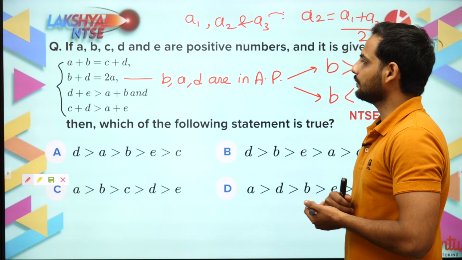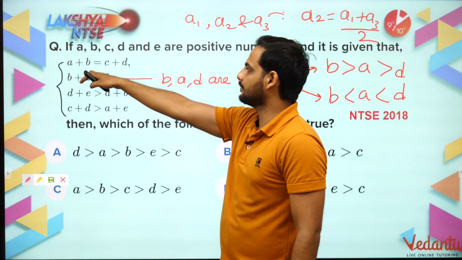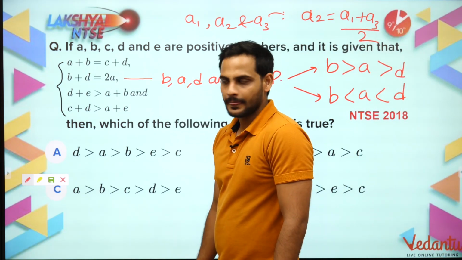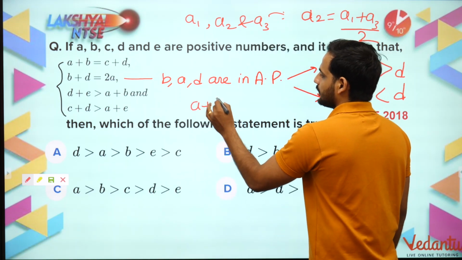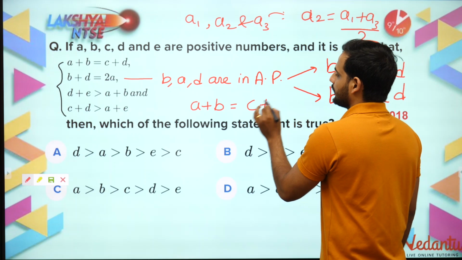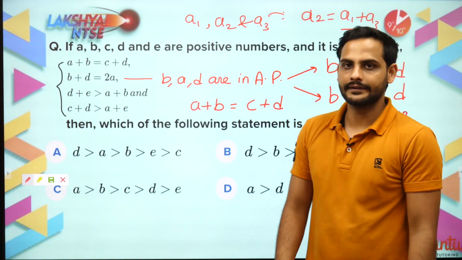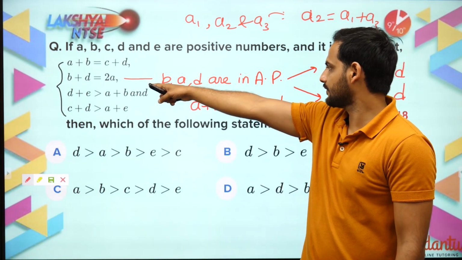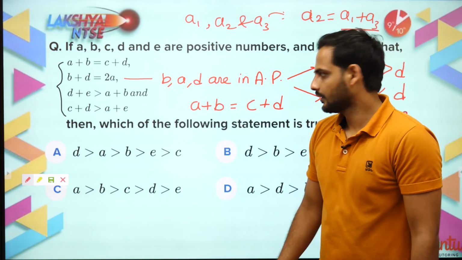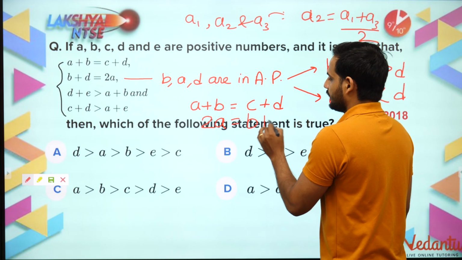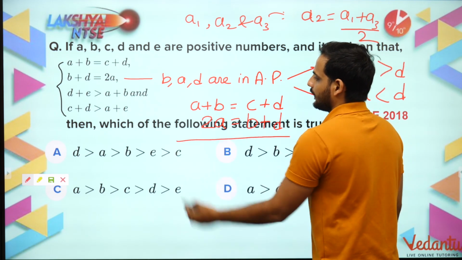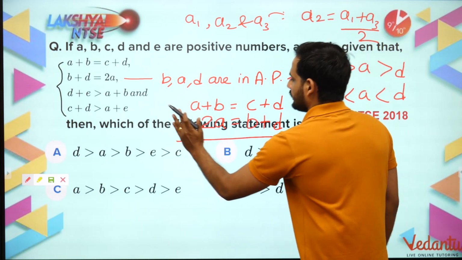Now the next equation we have is A plus B is equal to C plus D. So now let us look at these two equations very carefully, bachcho. You have A plus B is equal to C plus D. Correct? And the second equation you have is B plus D is equal to 2A. So let's write this here: 2A is equal to B plus D. And let's do one thing. Let's subtract these two equations.